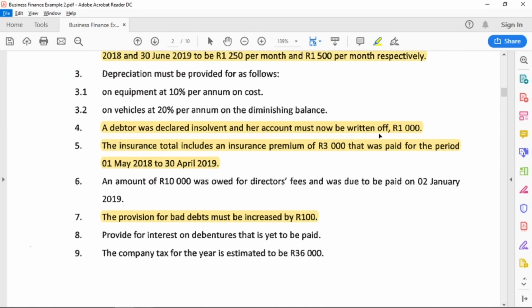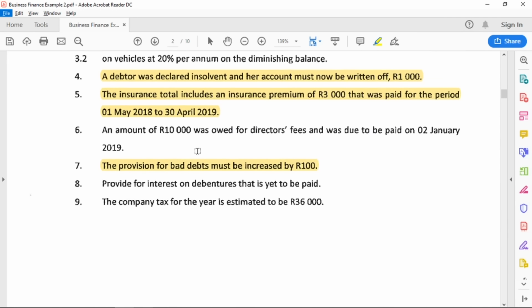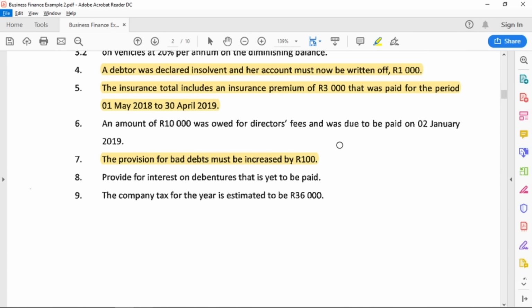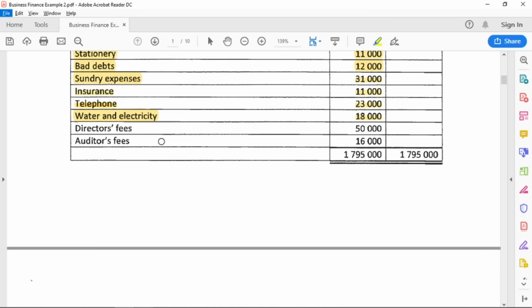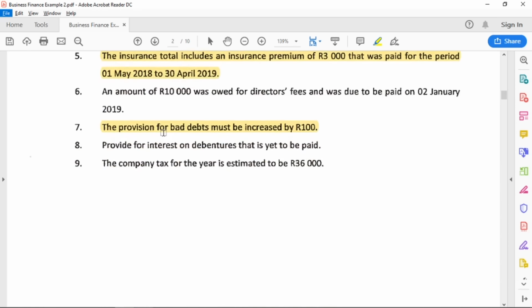So if we can see over here, we are told that an amount of 10,000 rand was owed for directors fees and was due to be paid on the 2nd of January 2019. So this was due to be paid in the following period, but this is the beginning of the next period. So an amount of 10,000 rand was still owed for directors fees and was due to be paid on the 2nd of January 2019. So we still owed an extra 10,000 rand for directors fees.